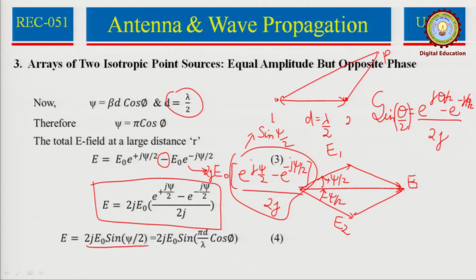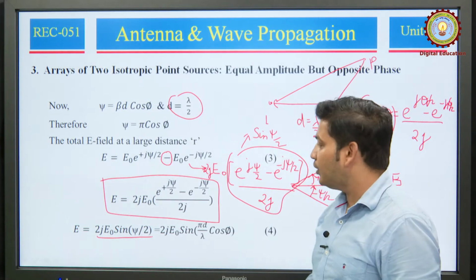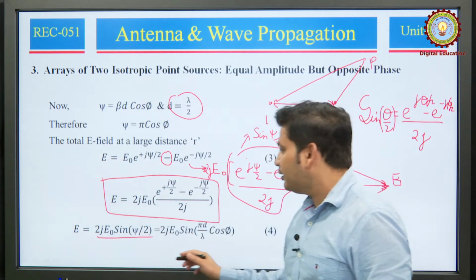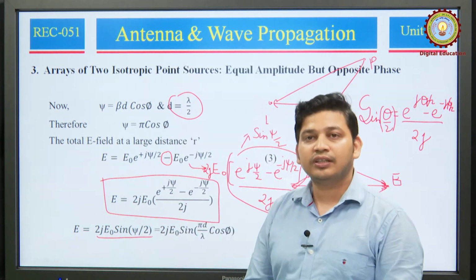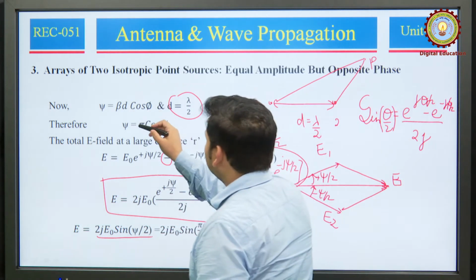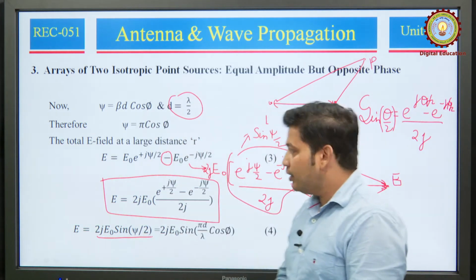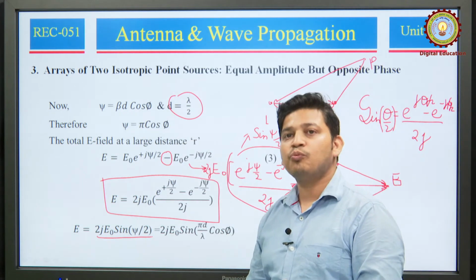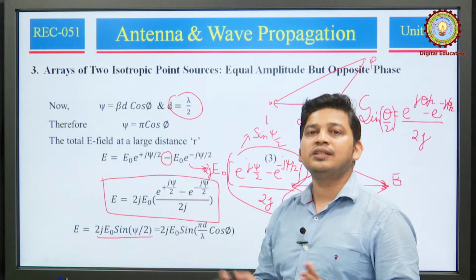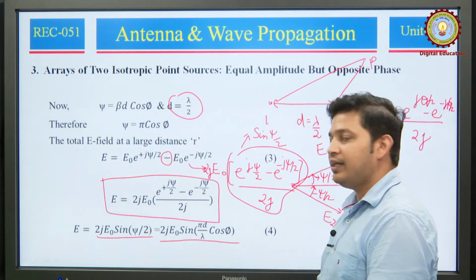Please understand this, there are two formulations, a cosine and a sine factor. This way we have related our expression in terms of the Euler identity. Our final expression, because psi is nothing but the phase difference, is beta d cos phi, where beta is the wave propagation constant 2 pi by lambda, and d is the separation distance between the two sources. So, we formulate 2j E naught sin of (pi d by lambda cos phi).